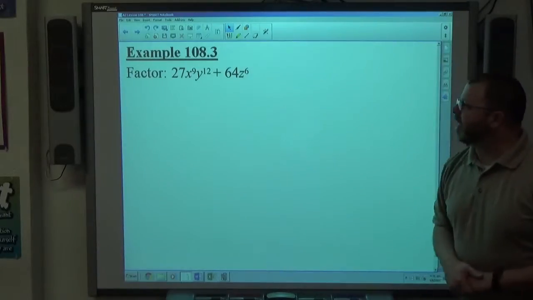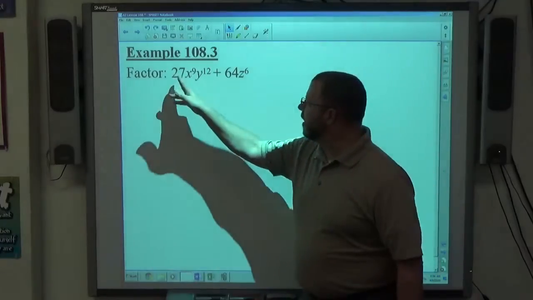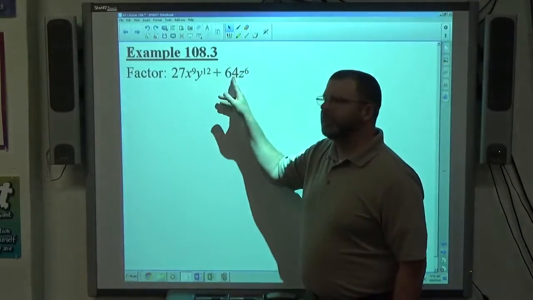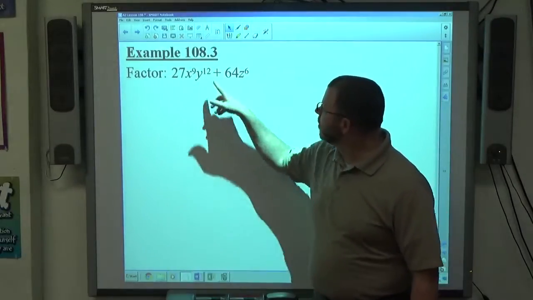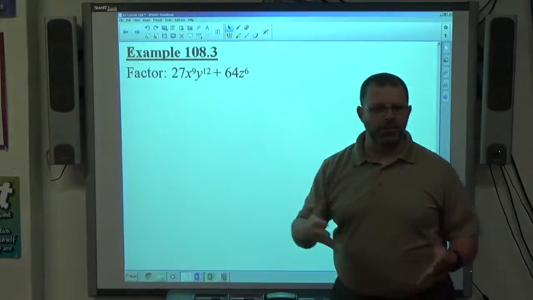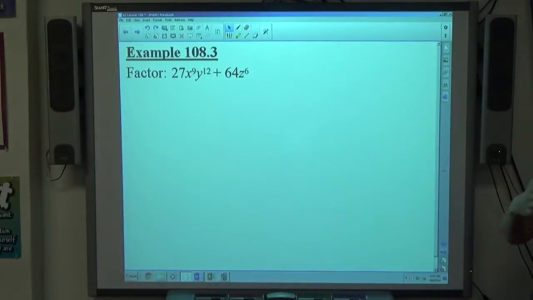27x^9y^12 + 64z^6. First off, 27 is 3·3·3, 64 is 4·4·4. They don't have common factors, so we don't have a common factor for the numbers. X, Y, and Z are all different letters, so there's no greatest common factor in this one. Always make that your first priority, to really just do a quick check.